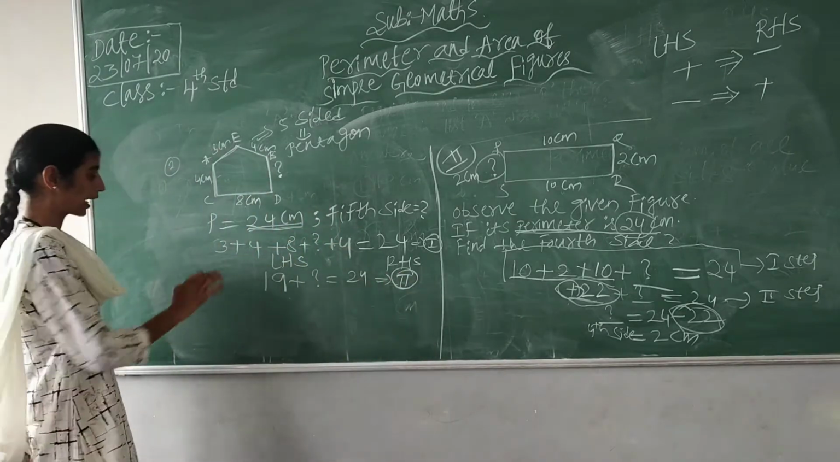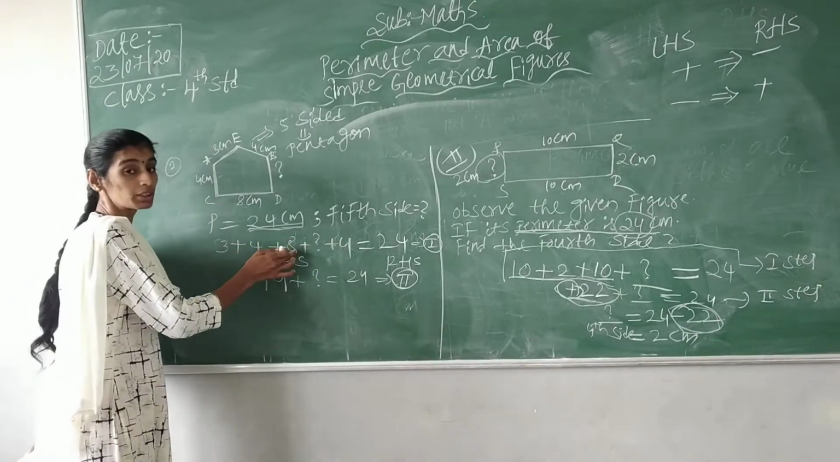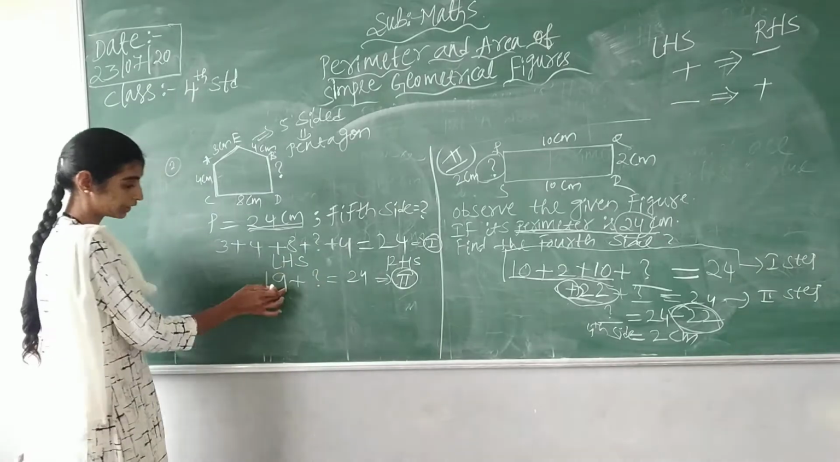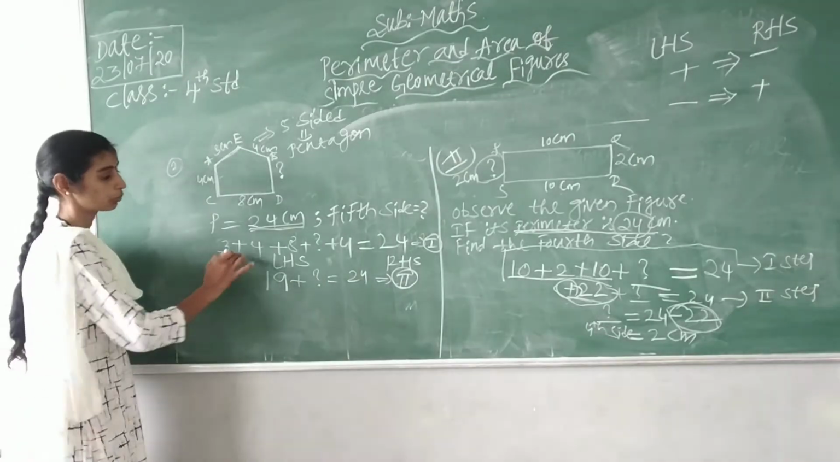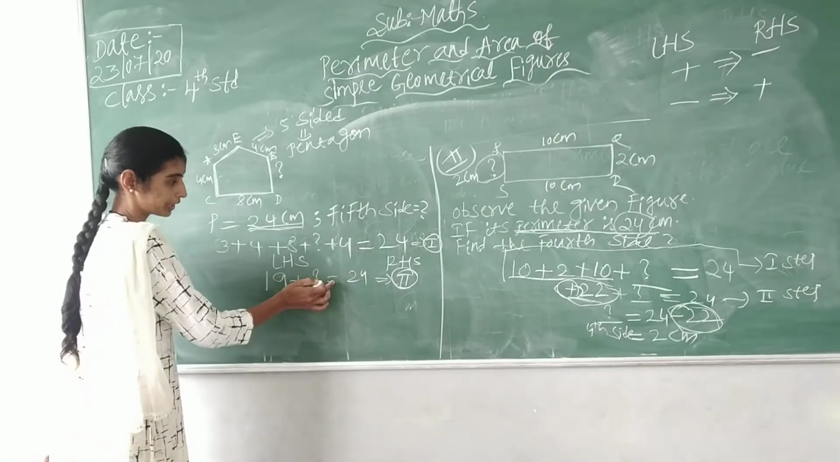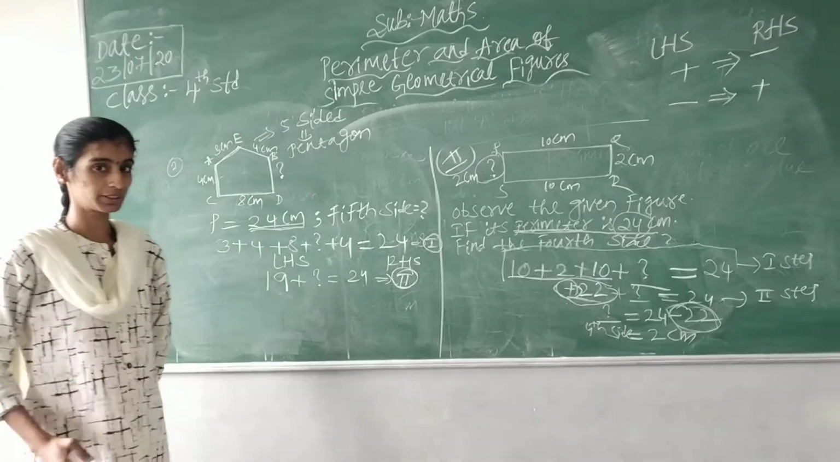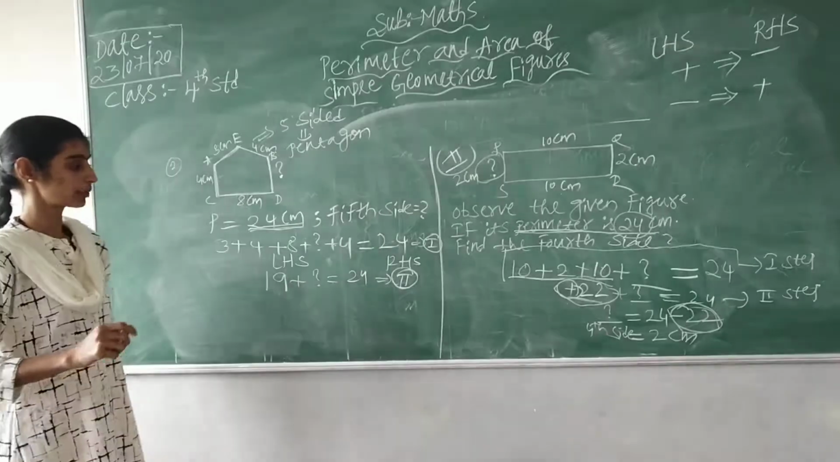Second step, add all the given sides. 3 plus 4 is 7, 7 plus 8 is 15, 15 plus 4 is 19. So we have got the sum of given sides is 19. The question mark remains as it is, equals to 24 as it is. Then third step is very important, children.